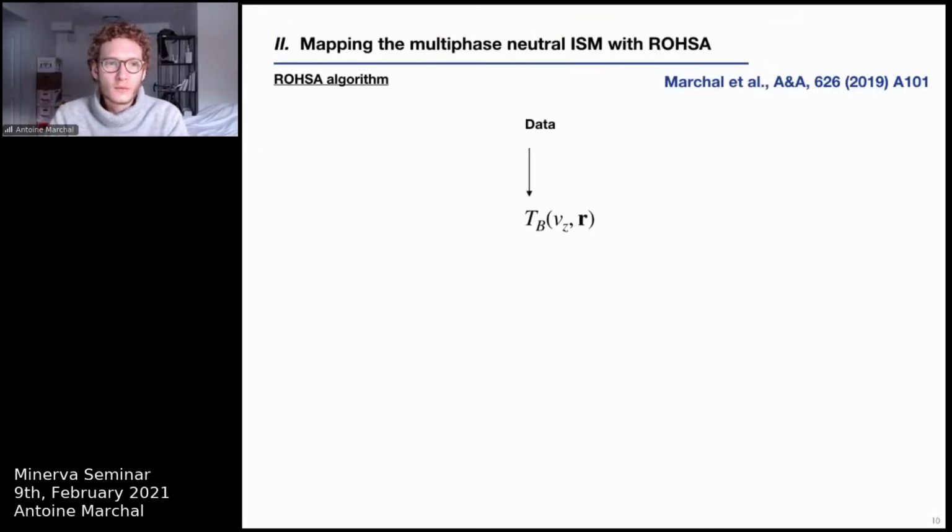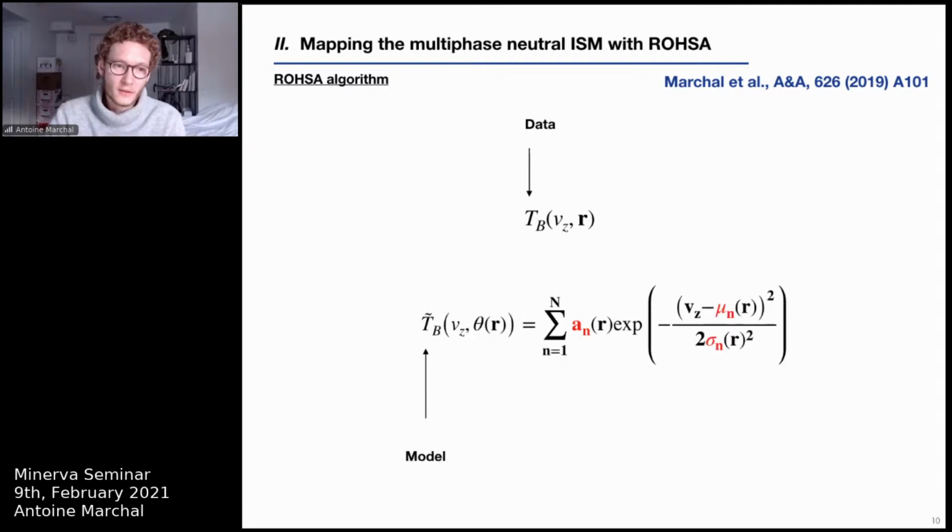So we're going to start with the data, right? It's a PPV cube that I'm going to call TB for the brightness temperature. It's a cube, so we have a velocity and we have R that is describing the spatial coordinates of this PPV cube. We can write a model. So as I said, it's a Gaussian fitting algorithm. So it's simply a sum of Gaussians here. Each Gaussian has an amplitude, A, a position, mu, and a velocity dispersion, sigma.